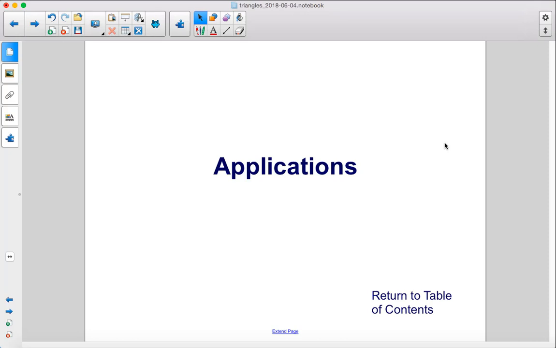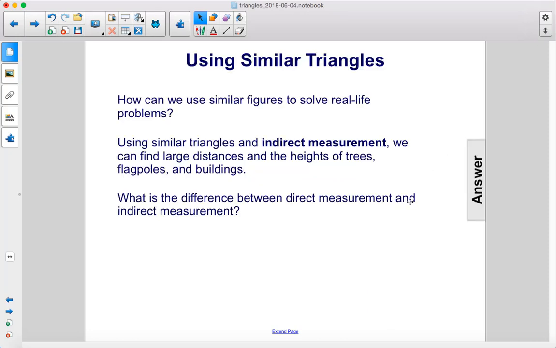Applications. How can we use similar figures to solve real-life problems? Using similar triangles and indirect measurement, we can find large distances and the heights of trees, flagpoles, and buildings.